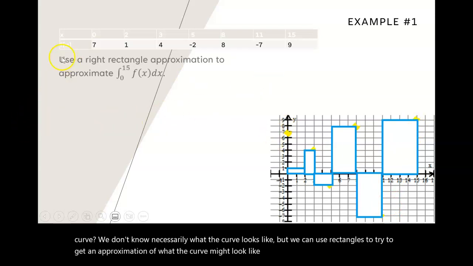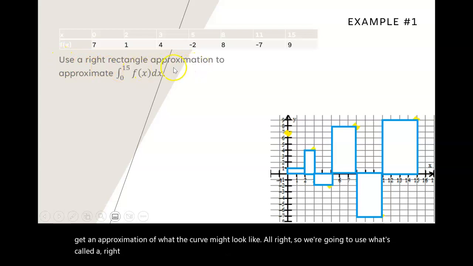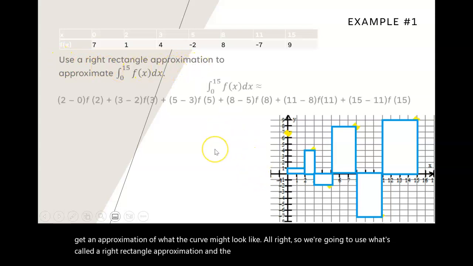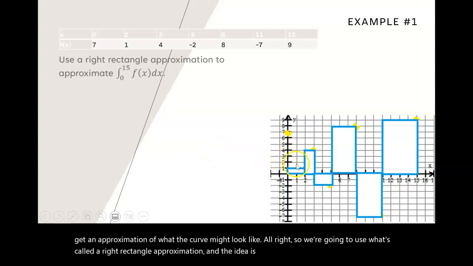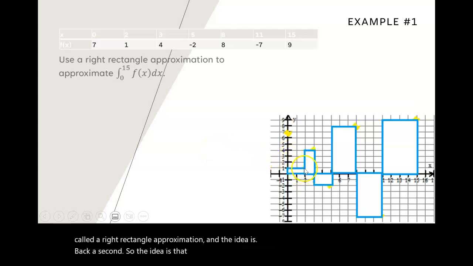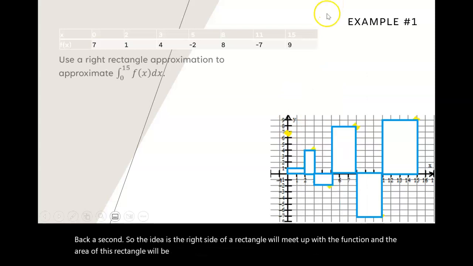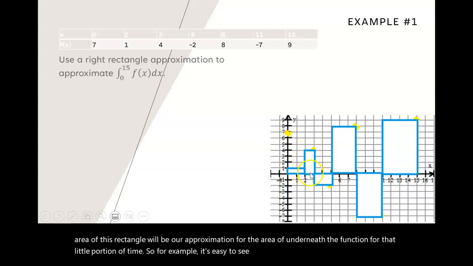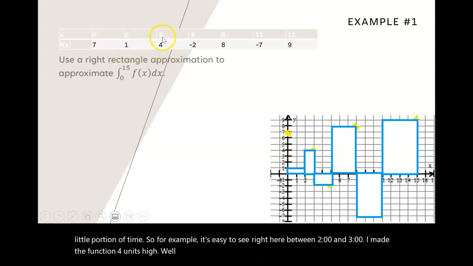All right. So we're going to use what's called a right rectangle approximation. And the idea is, scoot it back a second. The idea is the right side of a rectangle will meet up with the function. And the area of this rectangle will be our approximation for the area underneath the function for that little portion of time. So for example, it's easy to see right here between 2 and 3, I made the rectangle 4 units high. Well, that's because the right endpoint of our rectangle at 3 is 4 units high.